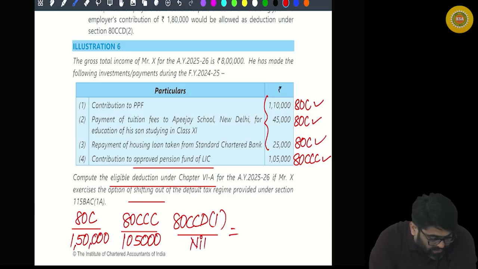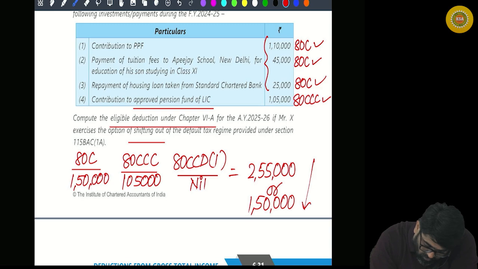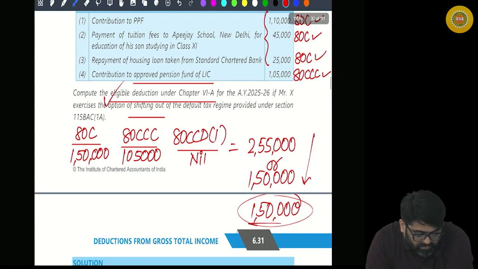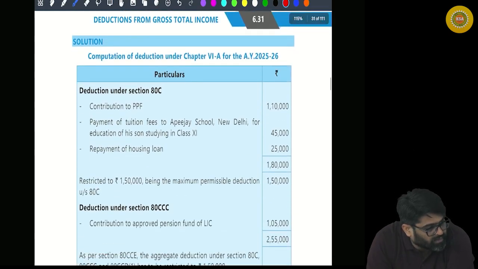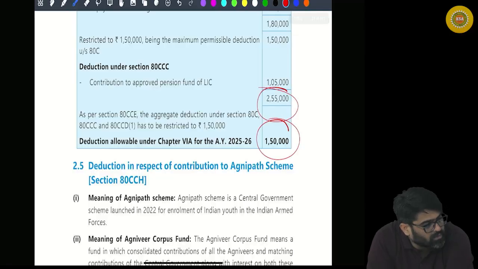Now all these three taken together is how much? 2,55,000. Do you have any overall limit on these three deductions? 1,50,000. So how much will be the total amount of deduction? 1,50,000. What are they telling you? Compute the eligible deduction under chapter 6A. That is 1,50,000. Check the final answer. 1,50,000.